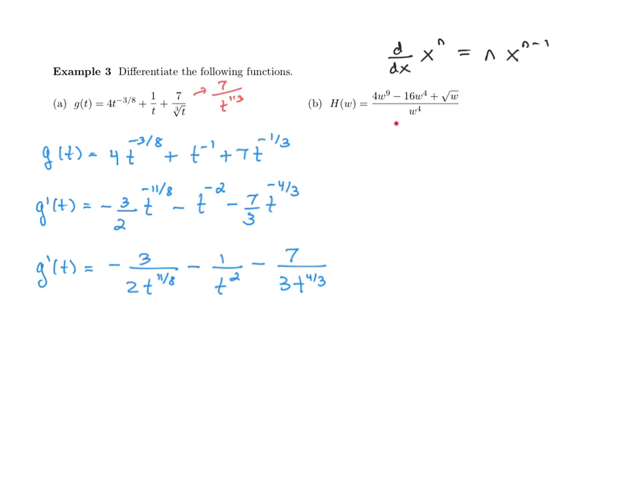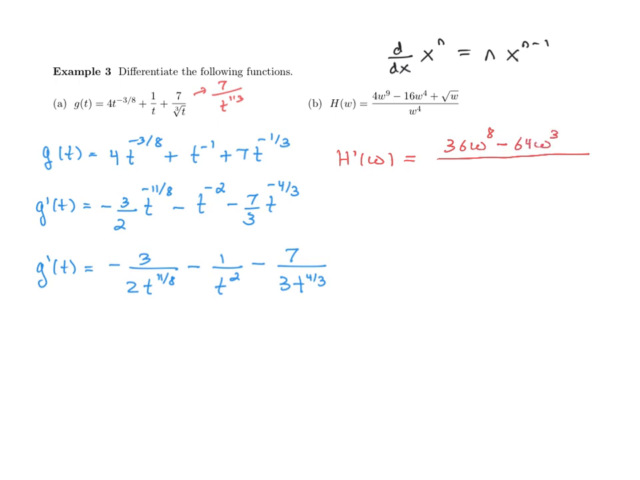Now, what about the derivative of this? I put this one in here because I'd like to show you first how not to take the derivative. It's very tempting to say, to take the derivative of this function, you can just take the derivative of the top and the bottom, which would give you, well, we have 4w to the 9th, which is 36w to the 8th, minus 16 times 4, that's 64w cubed.